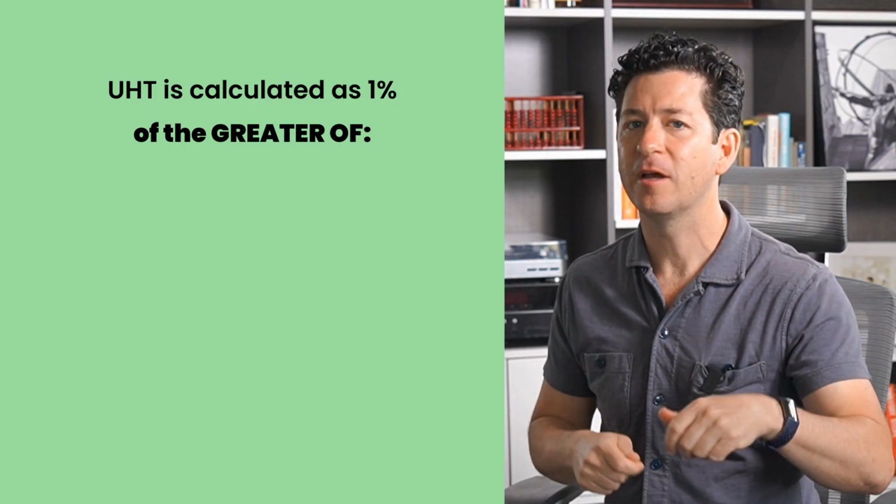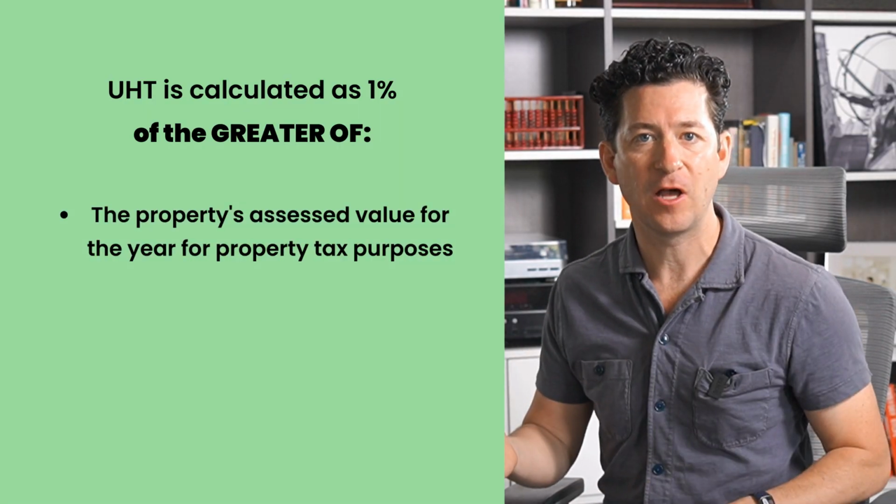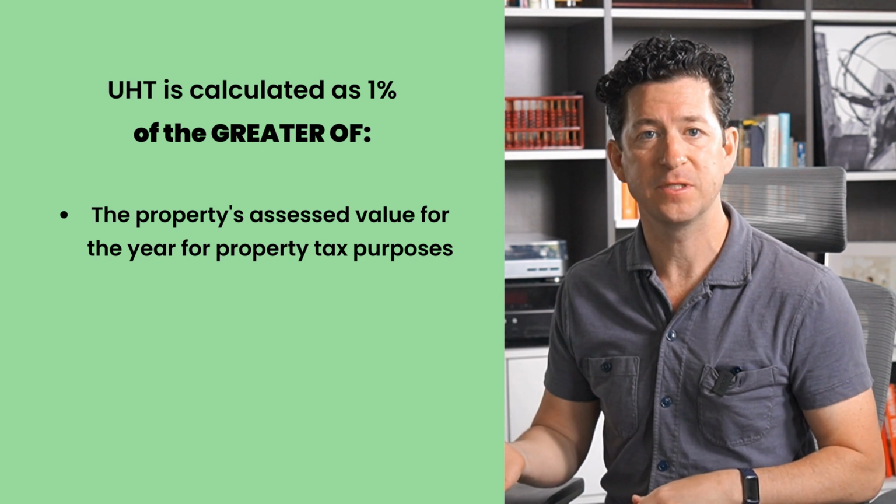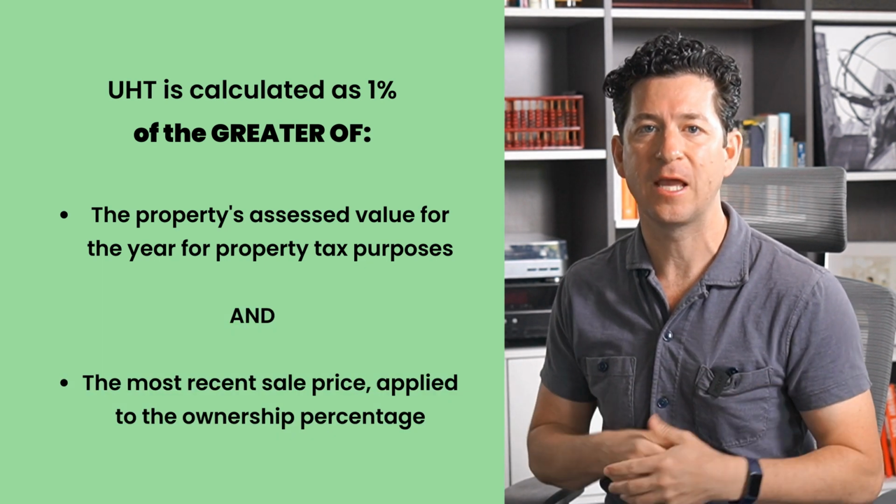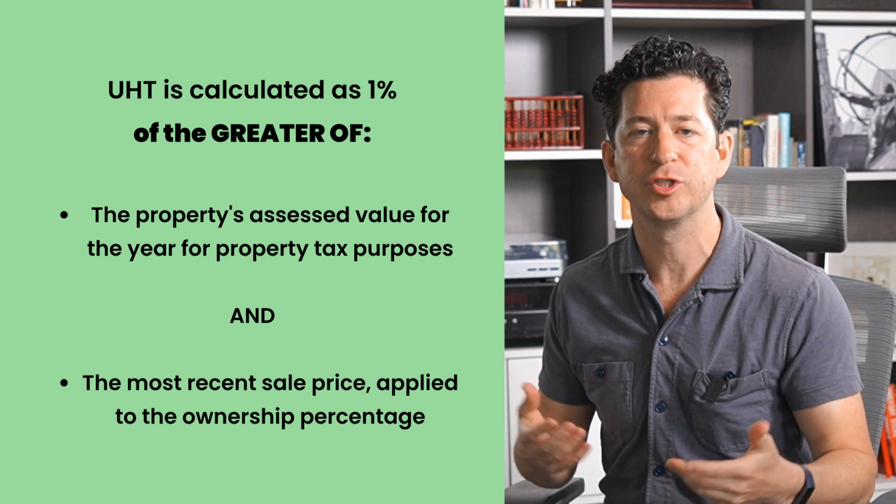UHT is calculated as 1% of the greater of the property's assessed value for the year for property tax purposes and the most recent sale price applied to the ownership percentage.